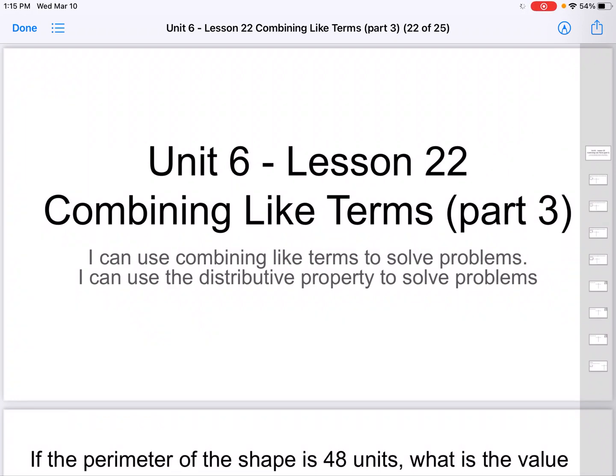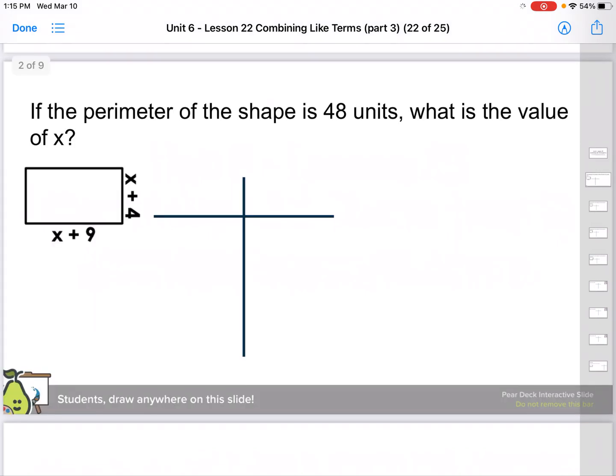Today is Unit 6, Lesson 22, Combining Like Terms, and this is Part 3. So I can use combining like terms to solve problems, and I can use the distributive property to solve problems. They want us to find the perimeter of a shape. If the perimeter of a shape is 48 units, what is the value of x?